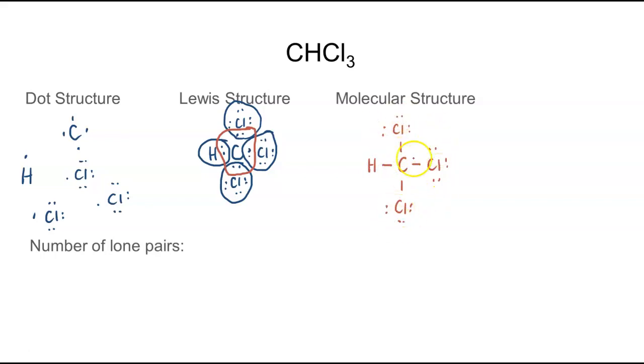Okay, so we've got some lone pairs over here. So that means we have, in this case, 3 lone pairs on the top, 3 lone pairs on the second chlorine, and another 3 on the third chlorine. We have 9 lone pairs.